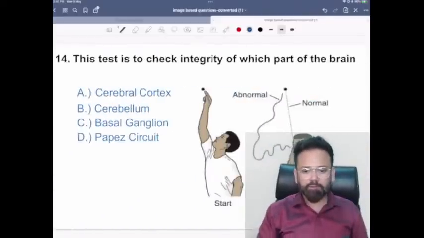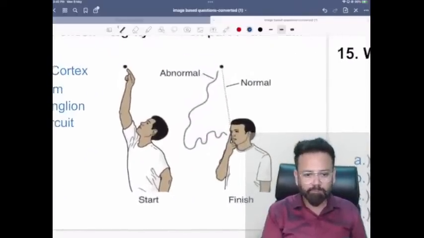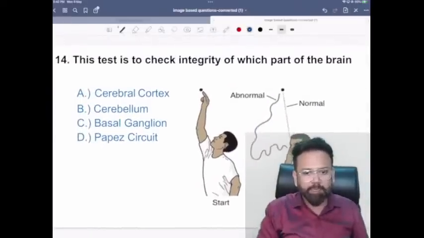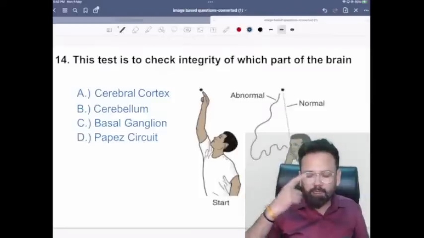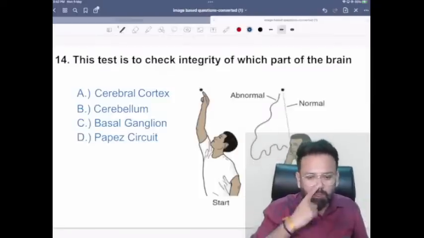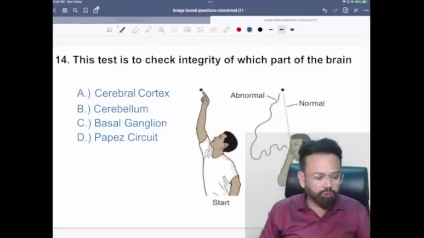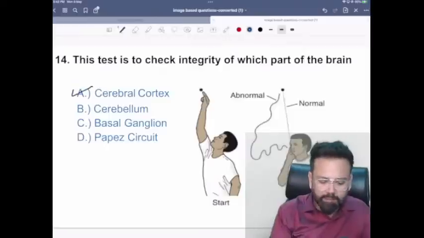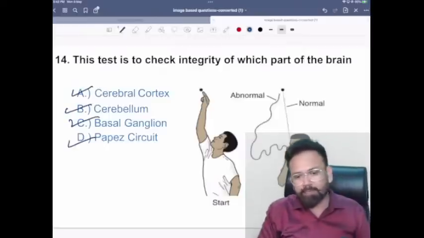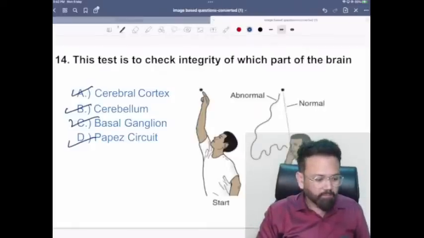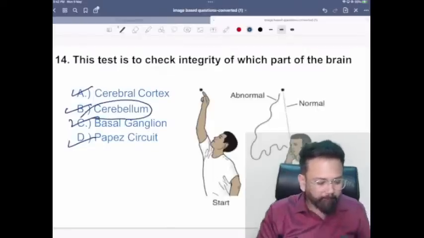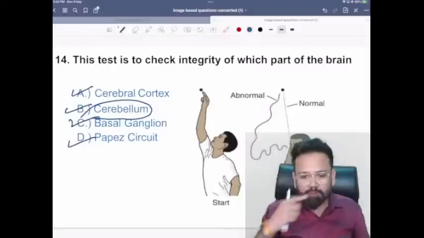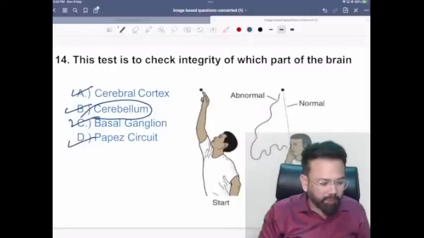Okay, this test is to check integrity of what? This test is to check integrity of which part of the brain? Suppose you are doing like that and you cannot do it, the finger nose test. This test is to check integrity of cerebral cortex, cerebellum, basal ganglia, or Papez circuit. Yes, very good. It is cerebellum. Dysmetria. Okay, very good. Finger nose test. You know that. This is all done for cerebellum.